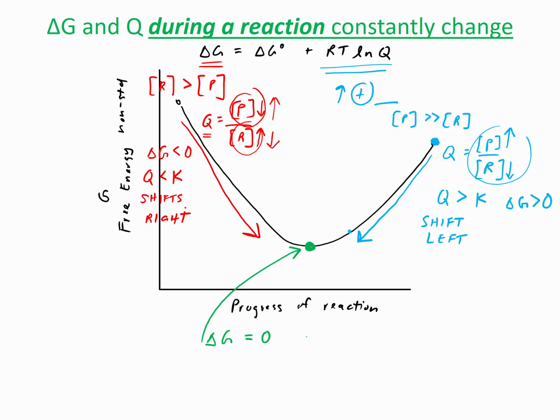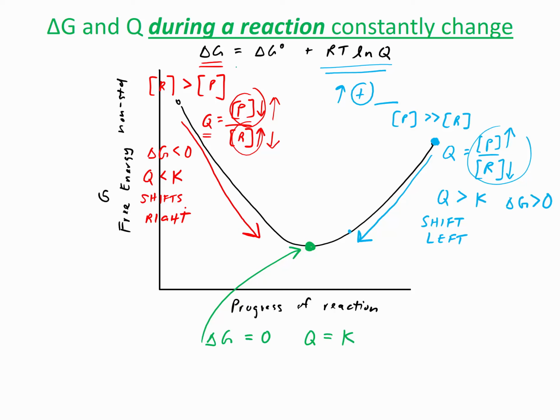Okay, and also what happens here is Q will do its thing and try to get back to K. If you're way up here, Q needs to get smaller by shifting to the left. If you're way over here, Q needs to get bigger, so it's going to shift to the right. And when Q finally equals K, you're at equilibrium and there's no net shift, so delta G non-standard equals 0 in that case, and Q also equals K. Also nothing new. This is all from the equilibrium chapter.